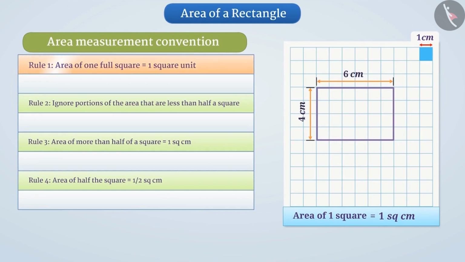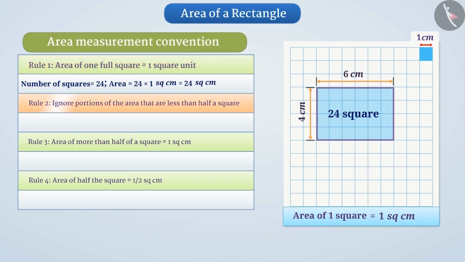Rule 1. The area of one full square is taken as 1 square unit. In the given figure, the unit distance is 1 centimeter. Therefore, the area of one full square will be 1 square centimeter. In the given rectangle, we observe that the total number of full squares is 24. Since the area of one full square is 1 square centimeter, the area enclosed by full squares is 24 multiplied by 1 square centimeter, which is equal to 24 square centimeter.